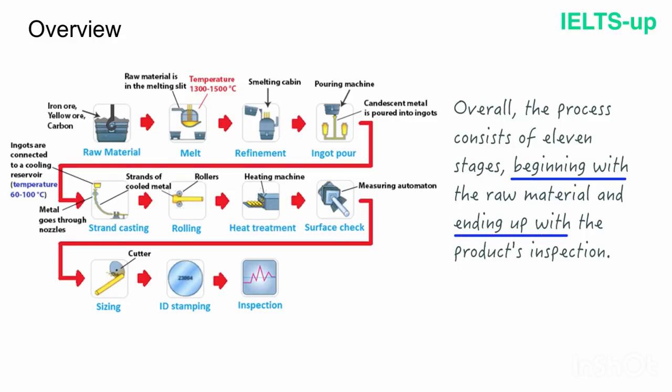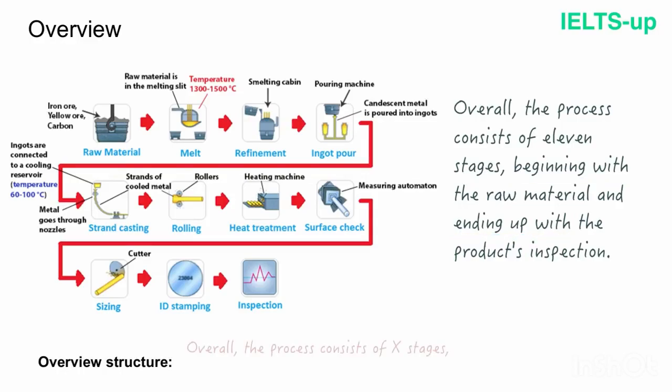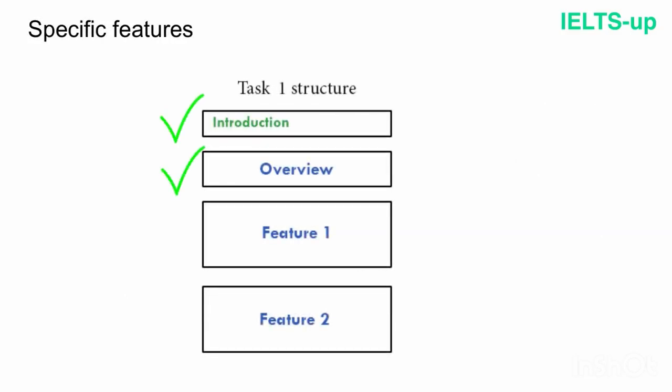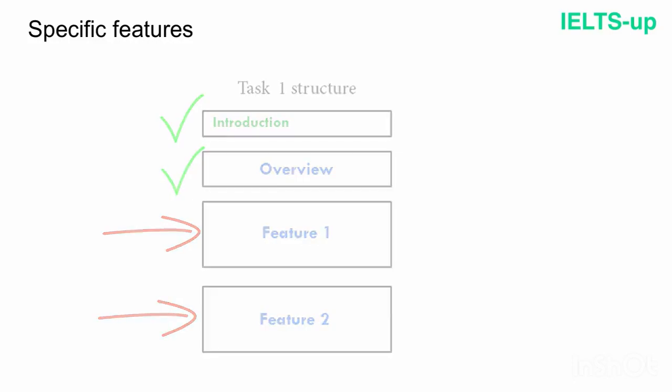So, this is how you should structure your overview. Overall, the process consists of X stages, beginning with something and ending up with something. Well, that's all with our overview, and we move on to the next paragraph. Once we have finished the overview, we should provide specific features in our next few paragraphs. When we are describing graphs, charts, or tables, we describe all the changes of numbers and percentages in the paragraphs with specific features. But now we have a different case.